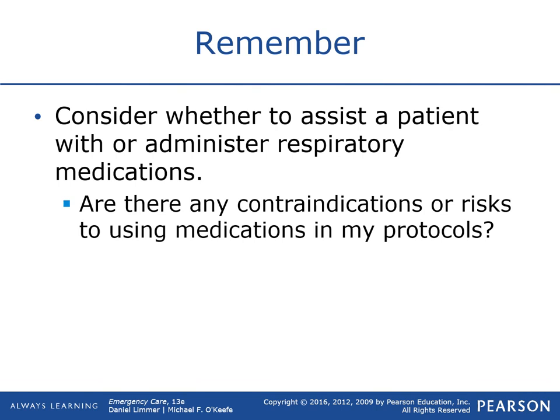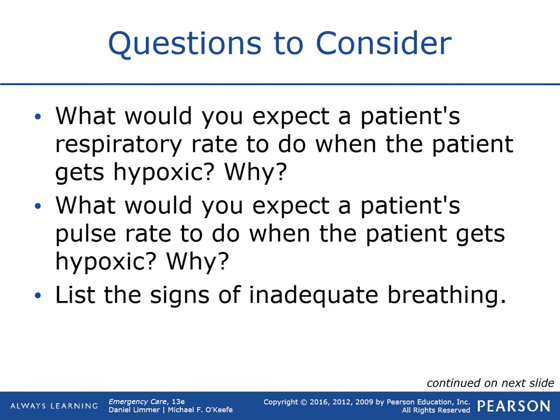When a patient becomes hypoxic, so low oxygen levels, does the respiratory rate get faster or slower? We should see the patient's respiratory rate go higher because their body's trying to compensate for having the low amount of oxygen, so it wants to breathe faster to bring more oxygen in. What would you expect a patient's pulse rate to do when the patient gets hypoxic? You should see the pulse rate go higher because the body is compensating for the low oxygen. It wants to move that blood faster to try to get more oxygen attached to that blood. And you should at this point be able to list the signs of inadequate breathing.